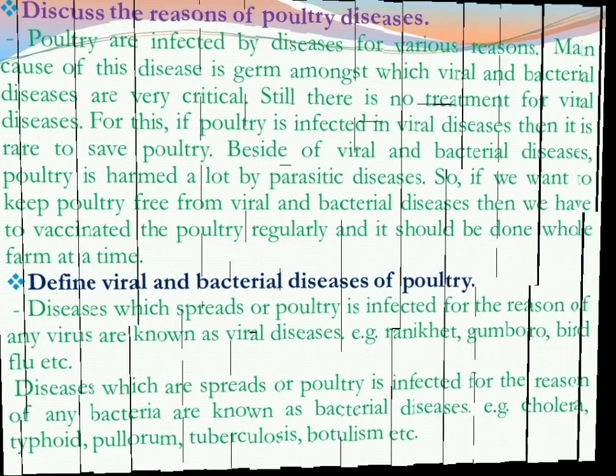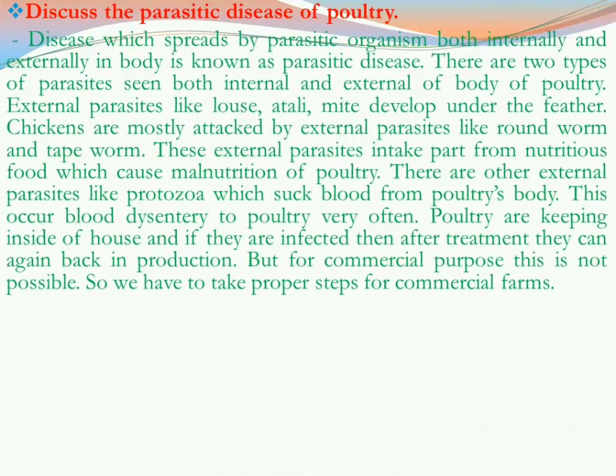Already we got to know that poultry is infected by parasitic disease. Now let us know about parasitic diseases. A disease which spreads by parasitic organisms, both internally and externally in the body, is known as a parasitic disease. There are two types of parasites seen, both internal and external, on the body of poultry.